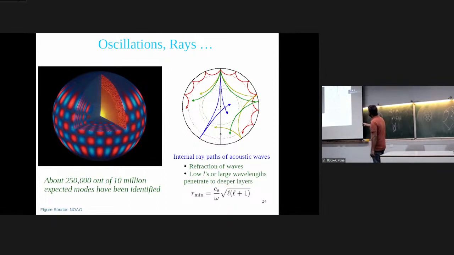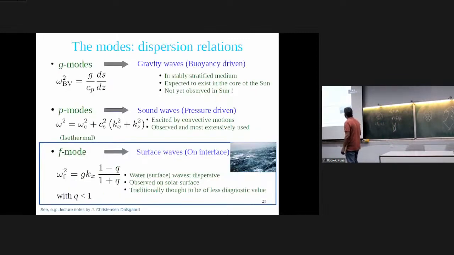As you see, the blue is the longest wavelength. It goes almost close to the center. The red ones are high wave numbers, small wavelengths. They are only sampling the near surface layers. Studying them, oscillating them like this, is essentially helioseismology.